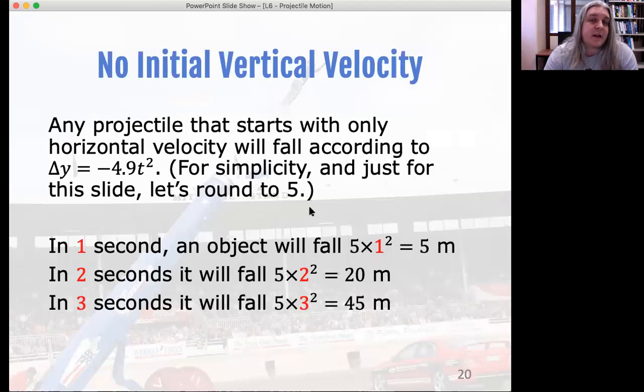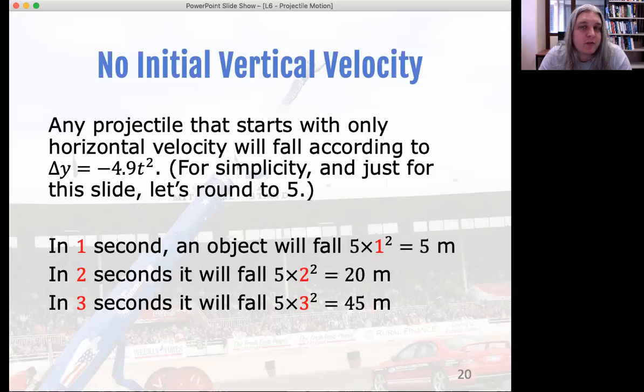If something is just starting with no vertical velocity, so just that half parabola situation, this is another one that's pretty common, as we said, dropping rocks off cliffs or driving a car off a cliff. Hopefully not that common, but they're common examples that we discuss in physics. Then it's just going to fall according to y is equal to half a t squared.